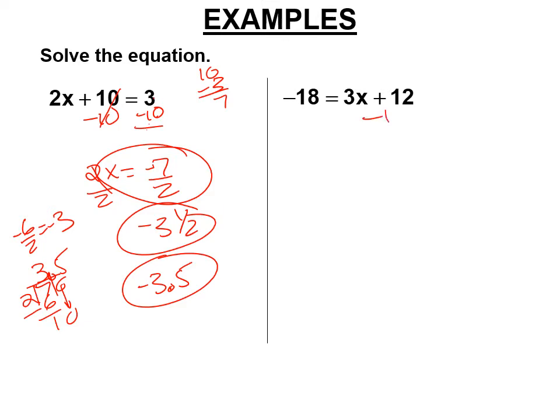We're going to subtract 12 from both sides here. Negative 18 minus 12, same as negative 18 plus negative 12. Negative 30. Divide both sides by 3, because x is being multiplied by 3. Negative 10 equals x.